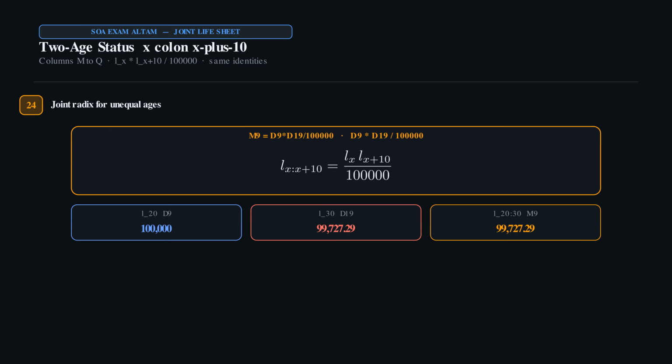Column M is not a recursion. It multiplies the two single life counts and divides by the radix. At age 20, that is 100,000 times L30 over 100,000, so M9 equals L30, 99,727.29. At age 40, it is L40 times L50 over 100,000, which is 97,924.05.